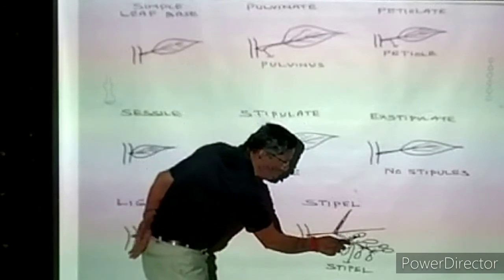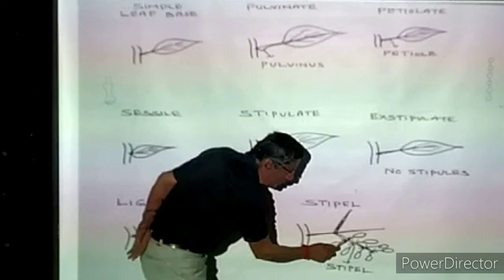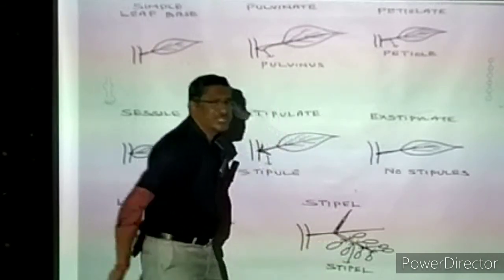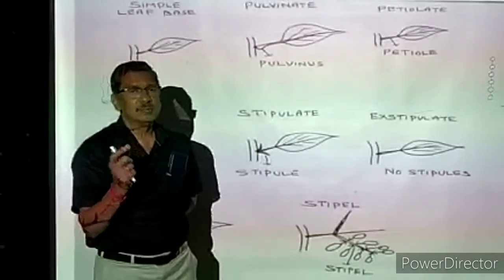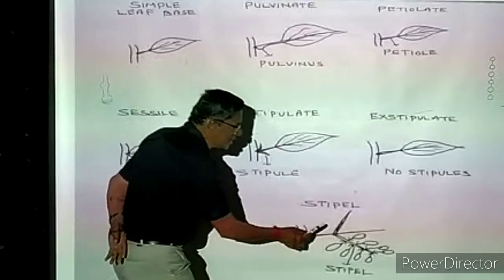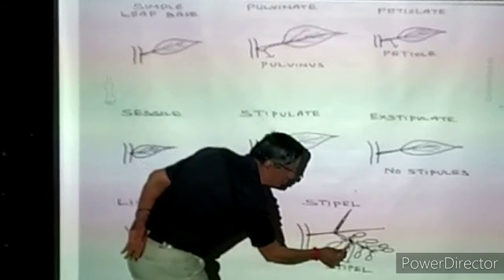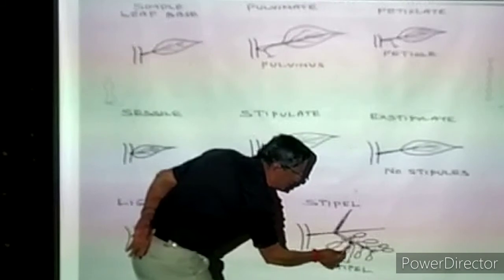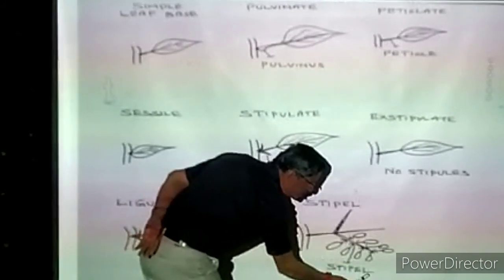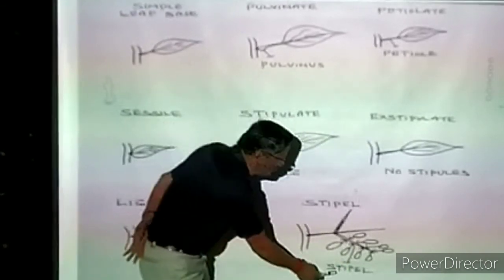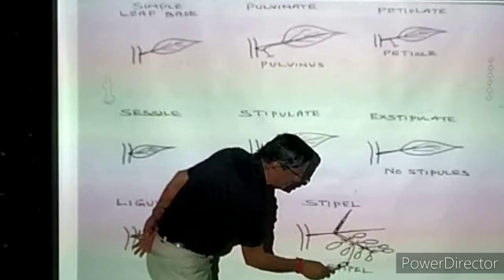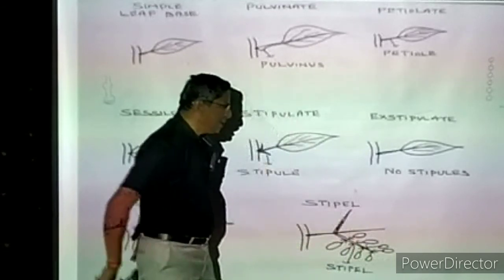But here in the compound leaves, stipule-like structures will be present. Stipule-like, but they are not originally stipules. They are giving the appearance of stipules. They are found at the base of the leaflet. They are called a stipel, not stipule, stipel. So the compound leaves with the stipel are called stipellate.